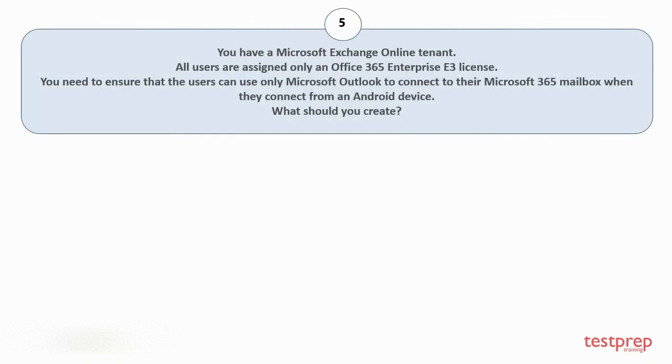Question number 5. You have a Microsoft Exchange Online tenant. All users are assigned only an Office 365 Enterprise E3 license. You need to ensure that the users can use only Microsoft Outlook to connect to their Microsoft 365 mailbox when they connect from an Android device. What should you create?